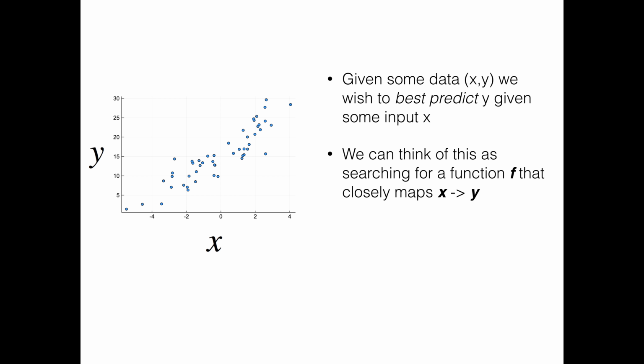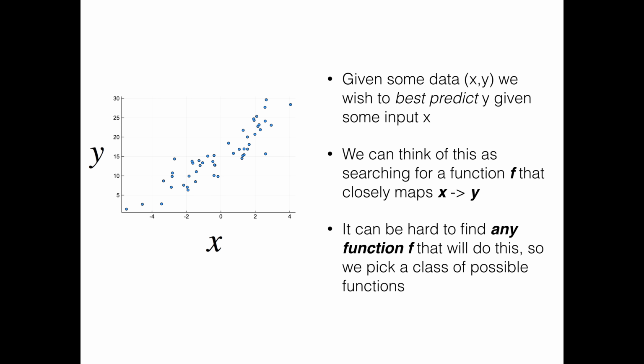But again, the idea is just to figure out some kind of function of x that gives some output y. It can be hard to find any function to do this. Functions can be, of course, a variety of forms. They can be complicated in a variety of ways. So one of the ways we as statisticians constrain this problem to make it solvable is to think of a class of possible functions that can map this output y from this input x.